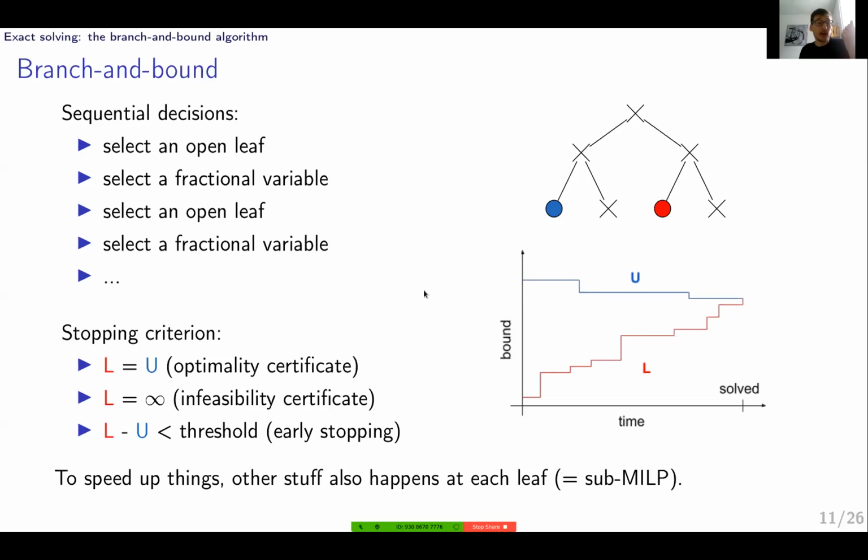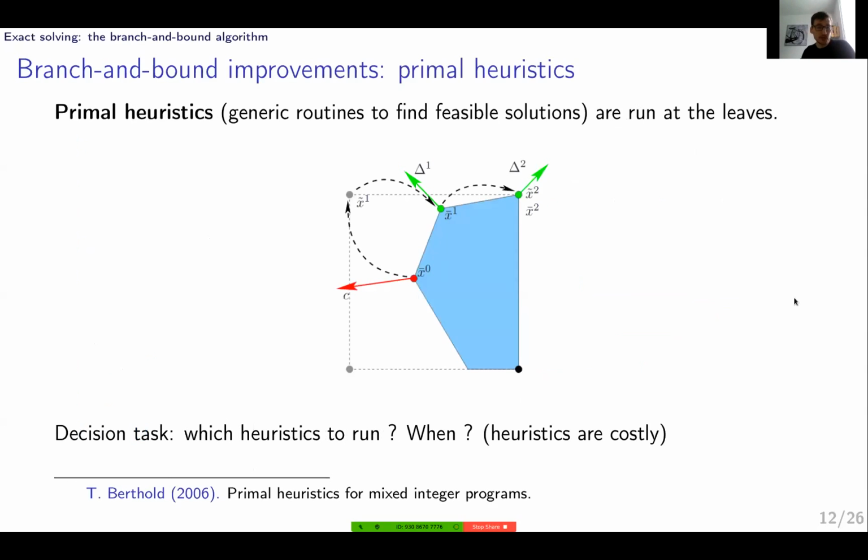But I only talked about branching, but in exact solvers, in the actual implementation in commercial software, many other things happen. A lot of other stuff happen at each leaf, which can be considered a sub-MILP. So let's talk about that.